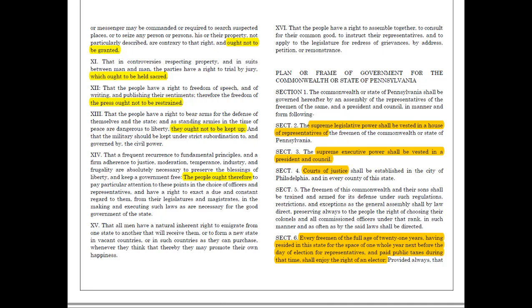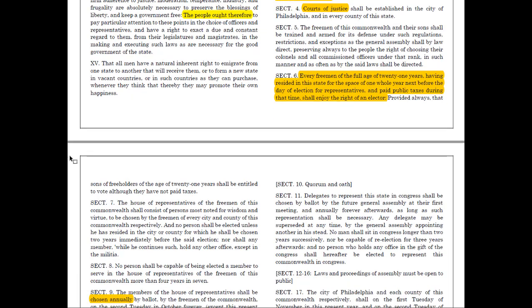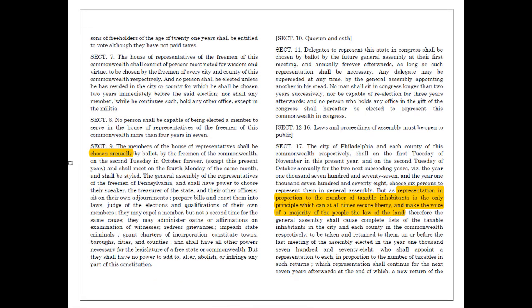So this is a dramatically lower qualification for voting, and indeed it is the lowest qualification for voting of any of the new states. This is radically egalitarian in terms of the last quarter of the 18th century. Now, whereas the New York Constitution had these two different staggered terms, elections every year for the Assembly and every 4 years for the Senate of New York, here in Pennsylvania, every office is going to be elected every single year. If we jump ahead to Section 9, "The members of the House of Representatives shall be chosen annually by ballot by the freemen of this Commonwealth."